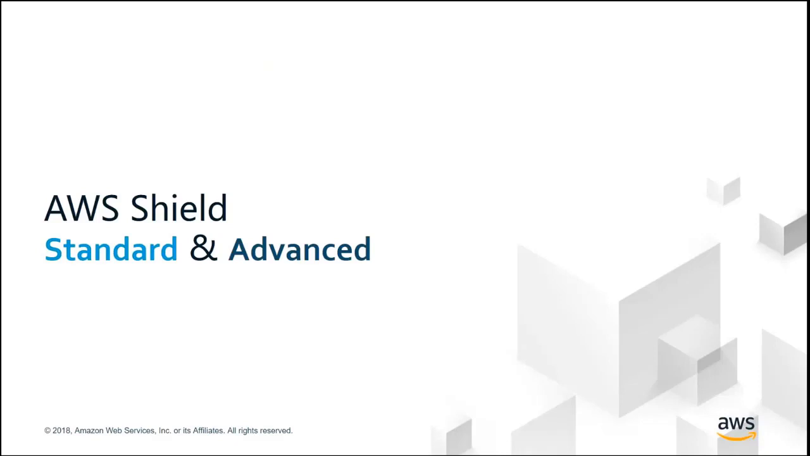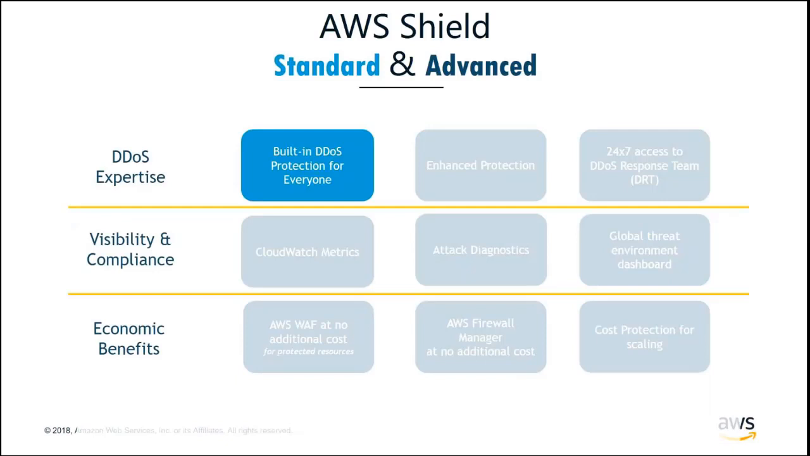Let's get into Shield Standard and Advanced and the differences between them. Simply put, Shield Standard is built-in DDoS protection for everyone. If you're using Amazon Web Services, you're a Shield Standard user.